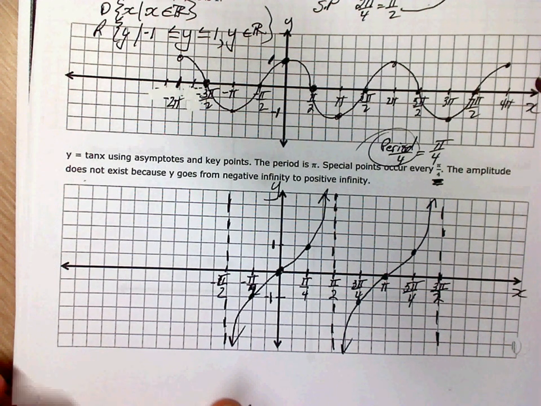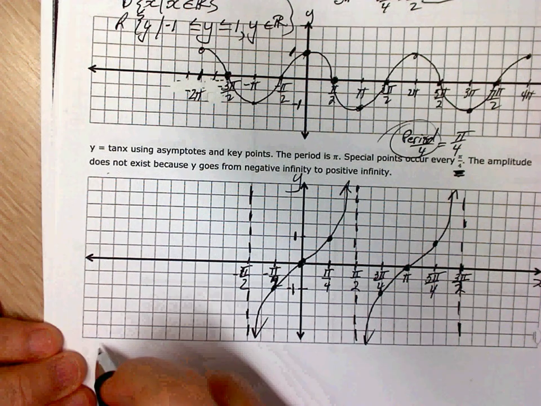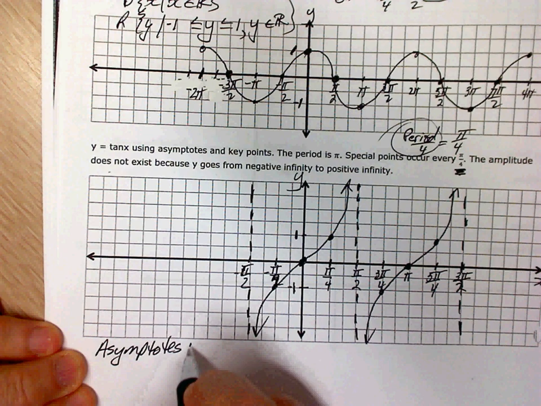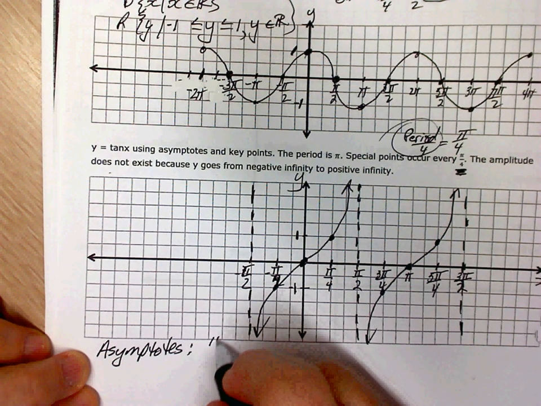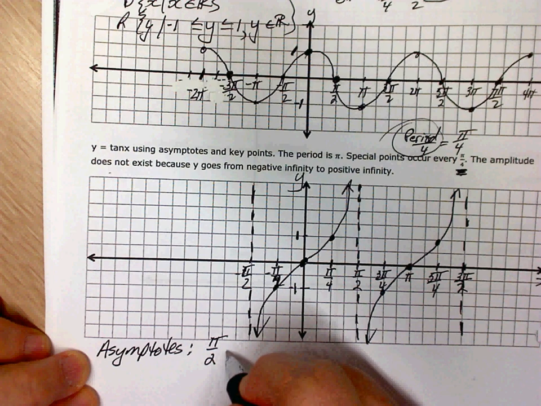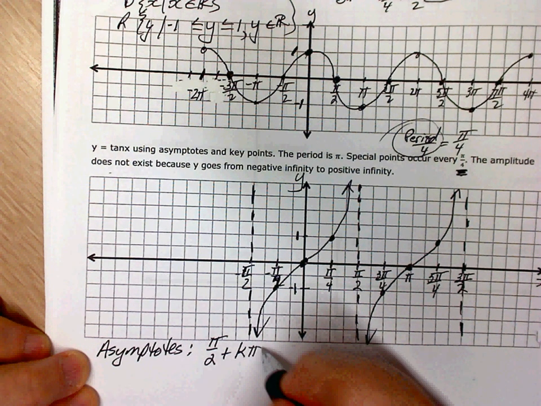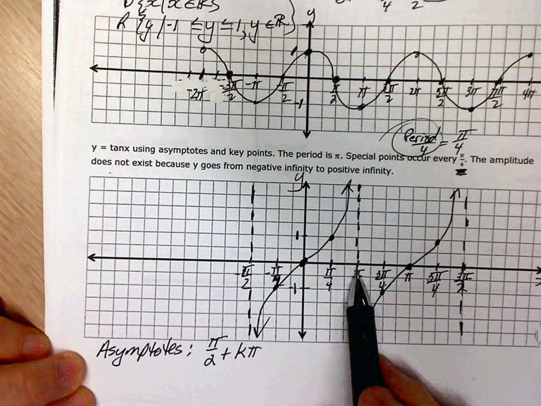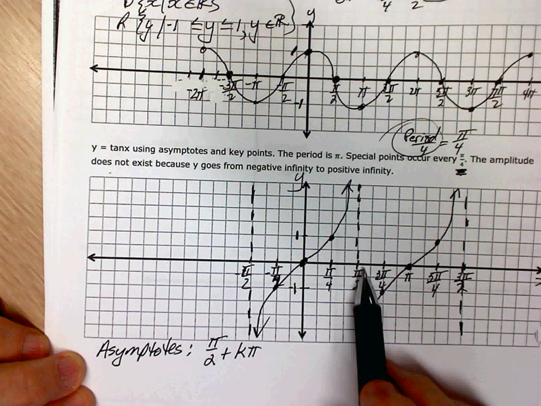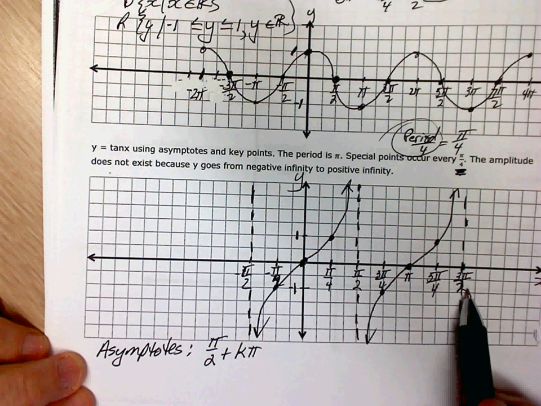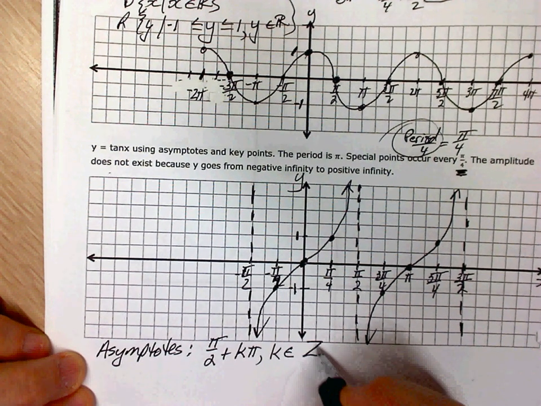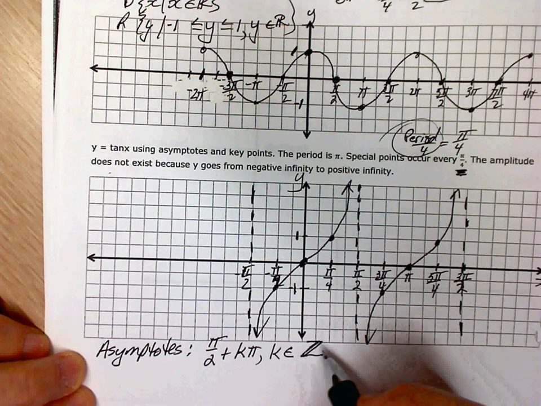So, remember we have asymptotes. Our asymptotes occur at pi by 2 plus any multiple of k pi. Notice we have an asymptote at pi by 2. If we were to subtract pi, we'd get negative pi by 2. If we were to add pi to pi by 2, we'd get 3 pi by 2. And k is an element of integers. It could be a positive multiple or a negative multiple.